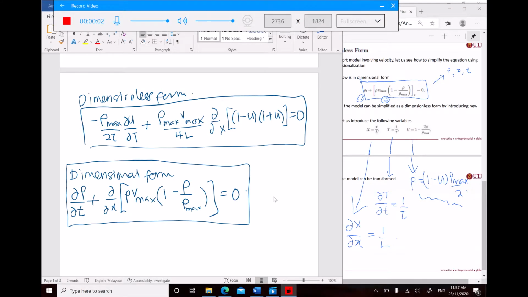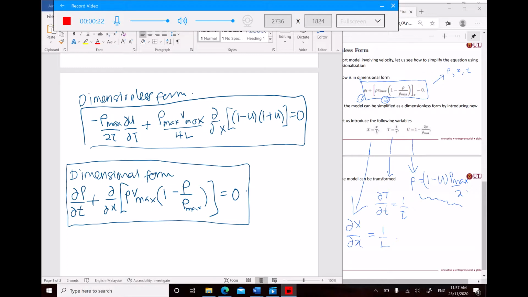Okay, so from the previous lesson, we have seen how to transform. This is the original one, the dimensional form. We use the new variable, and we are able to transform it into the form of dimensionless variable, the dimensionless form.